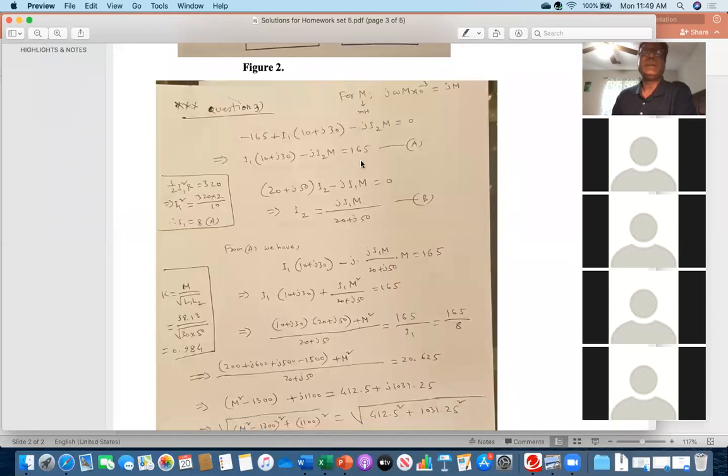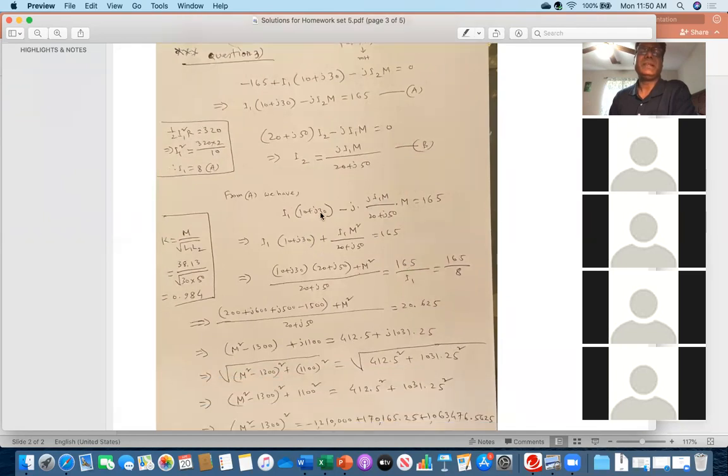Now we have two equations, A and B. From A we have I1 and I2, and I am plugging in the I2 value from B into equation A. So look, I substitute, and the right side is 165. Then see my calculation: here j times j is j squared, that is minus 1, minus minus plus I1 M squared. This is the denominator, equal to 165.